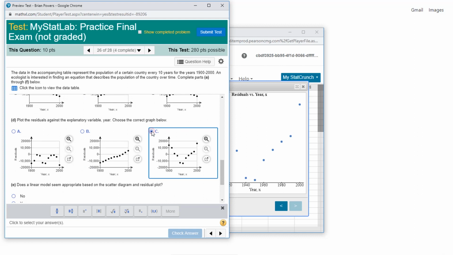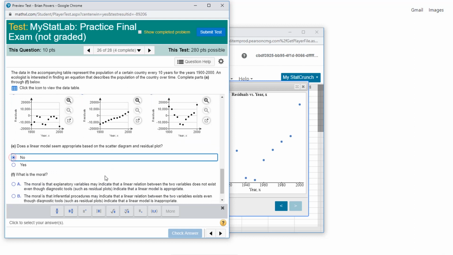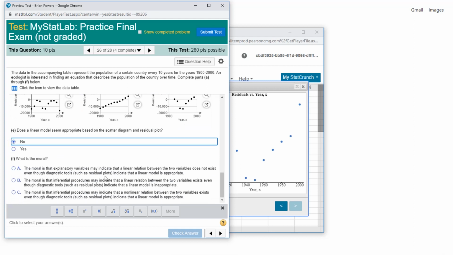But anyway, this is my residual plot. Does linear seem appropriate based on the scatter? No, it does not. The moral is, in my words, even though there is a significant linear relationship, that doesn't mean that a linear model is the best model. Sometimes the residuals might violate the assumptions, because there's definitely an increasing trend.